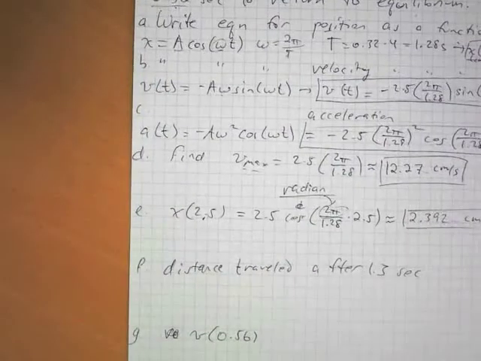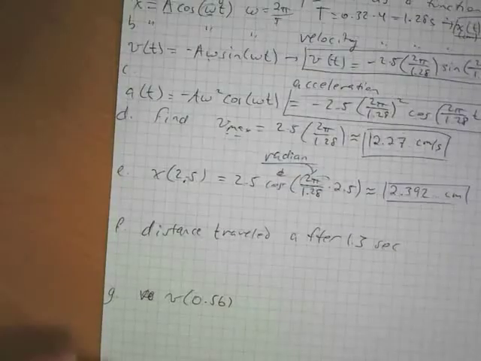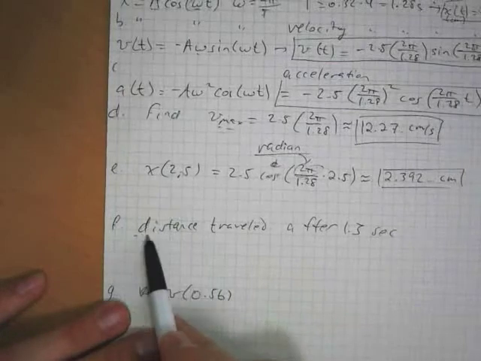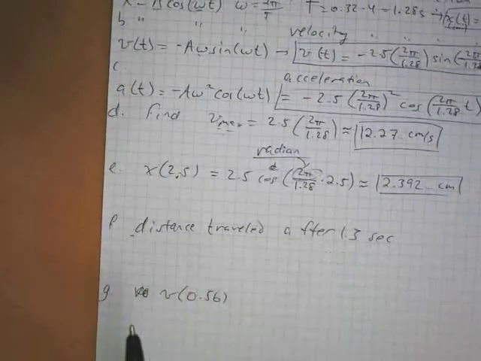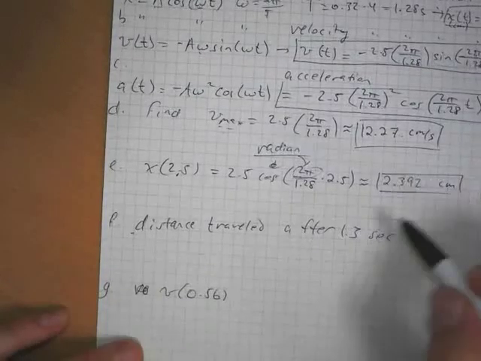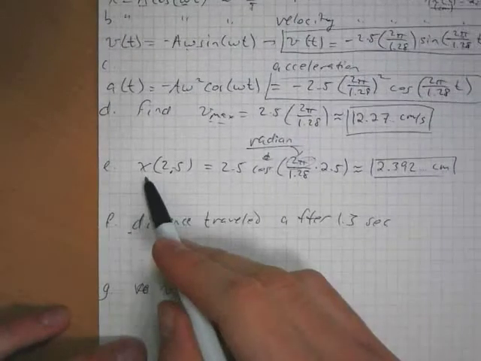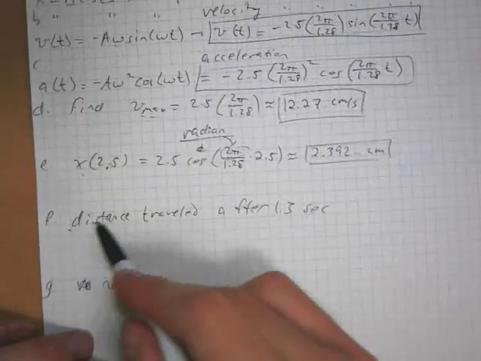That's very straightforward. Now this gets a little bit trickier: distance traveled after 1.3 seconds. Why is this tricky? Well, because for distance traveled, we can find our position at 1.3 by plugging 1.3 into our x equation here, but that doesn't get us distance traveled.